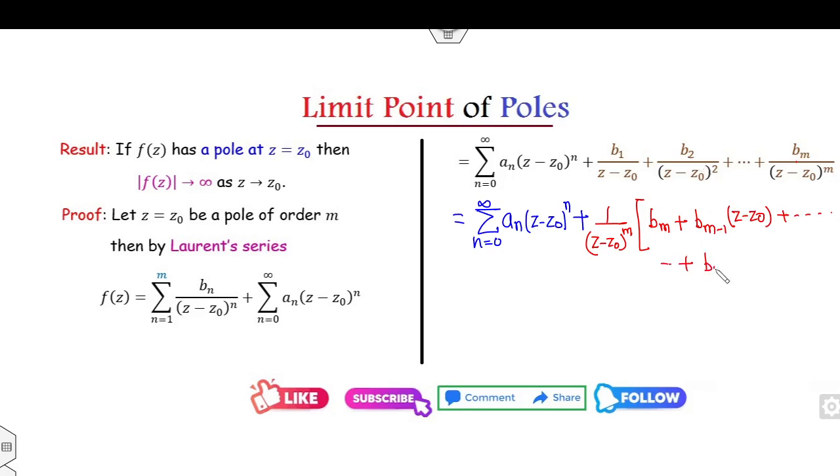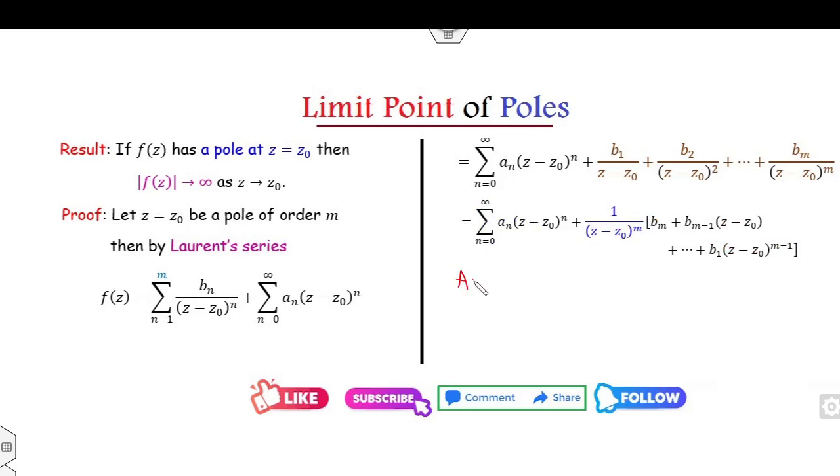What is the previous term? It is b(m minus 1) times (z minus z0), plus and so on. This value will be b2, if I take (z minus z0) common, so this power will be (m minus 2), plus b1 times (z minus z0) to the (m minus 1). Now you can simply take z approaches z0 and take the absolute value of the left hand side. What will happen? This value will go to 0, this value will go to 0 because m is greater than 1. This value will be bm, 1 over 0 is infinity, and this value will be 0. So f of z will go to infinity as z approaches z0.